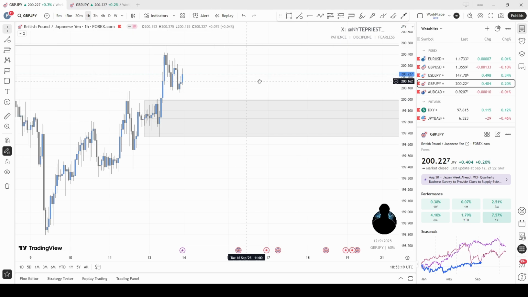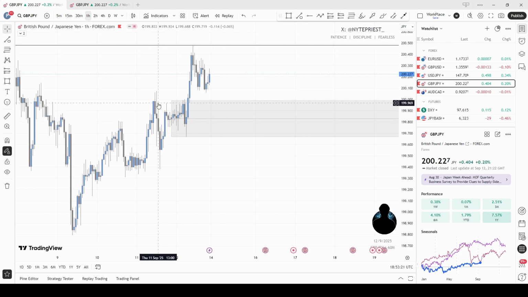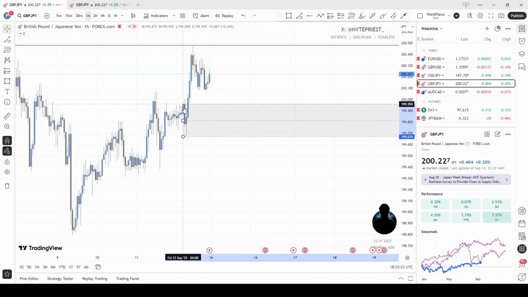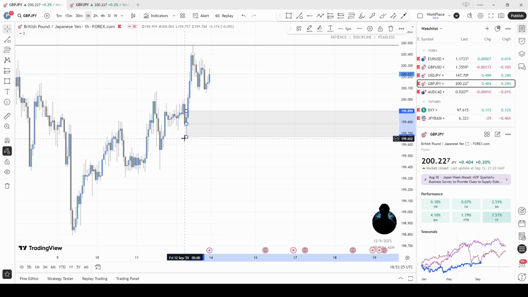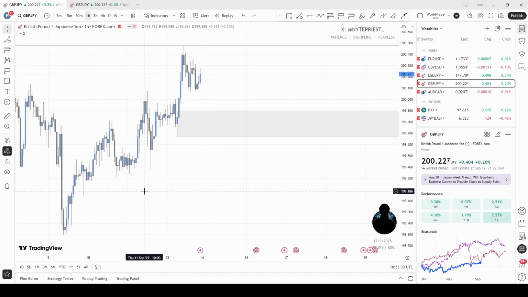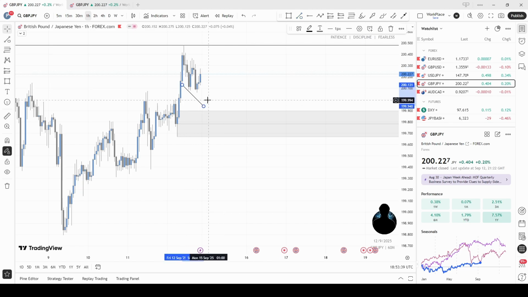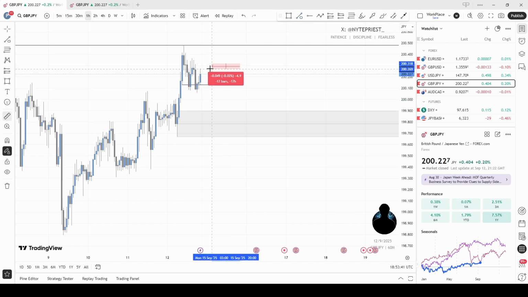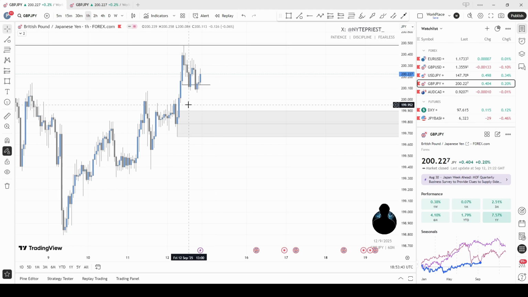So on the 1 hour time frame, we can refine this to this demand on the 1 hour time frame. All right. And as you can see, we've broken a low on the 1 hour time frame here.